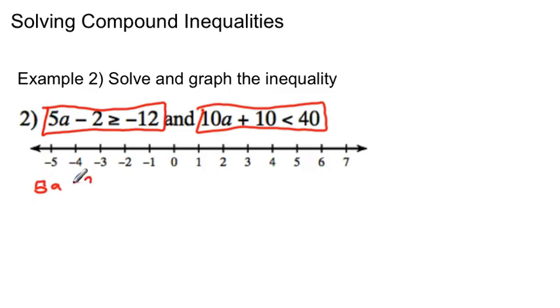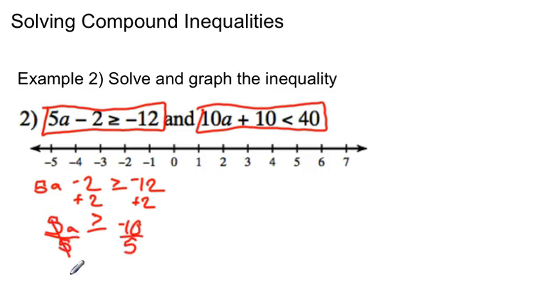Here I've got 5a minus 2 is greater than or equal to negative 12. I'm going to isolate the a, so the first thing I have to do is add 2 to both sides, which tells me that 5a is greater than or equal to, these cancel, negative 10. Now I'm going to divide by 5 to isolate the a, these 5's cancel, and I find that a is greater than or equal to negative 2. I divided by a positive number, so I do not have to flip the direction of the inequality.